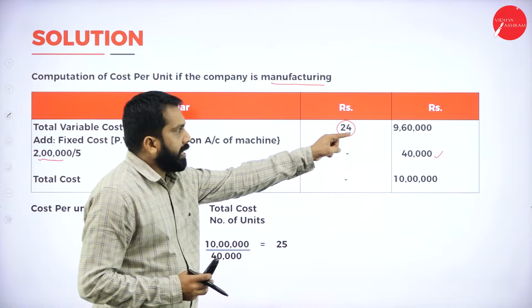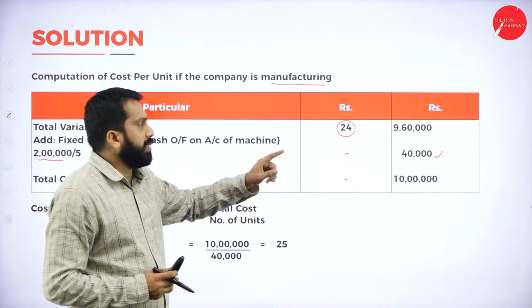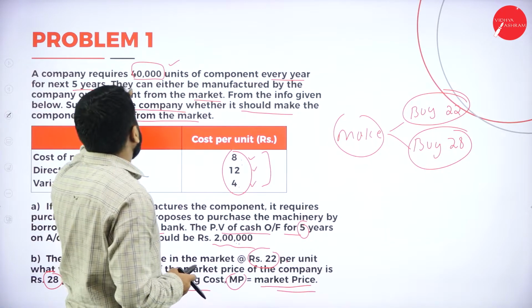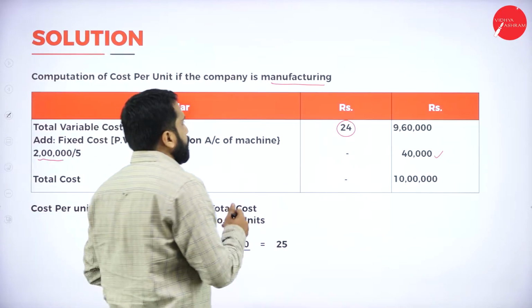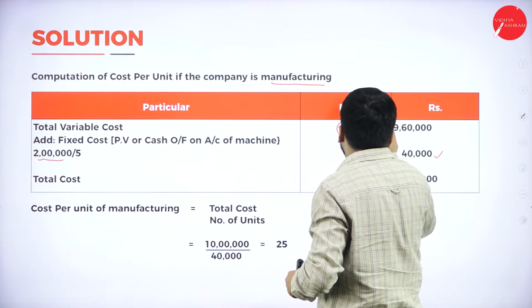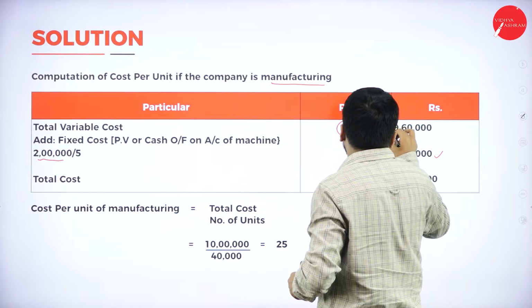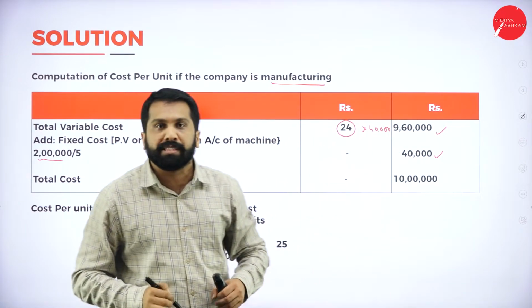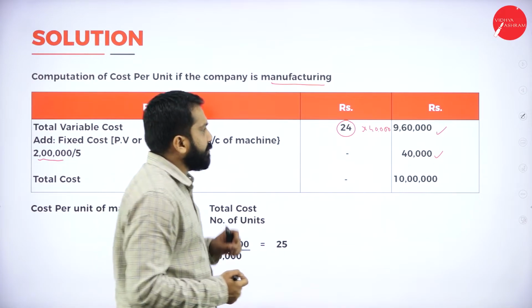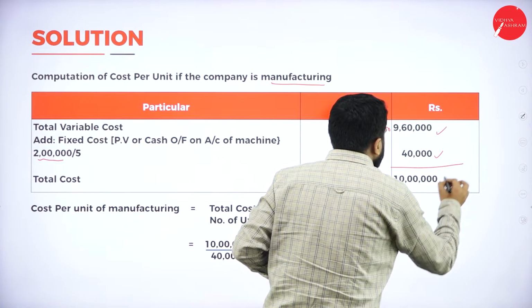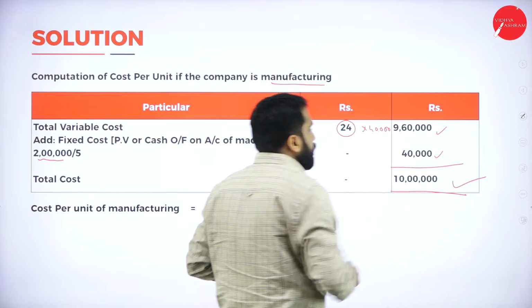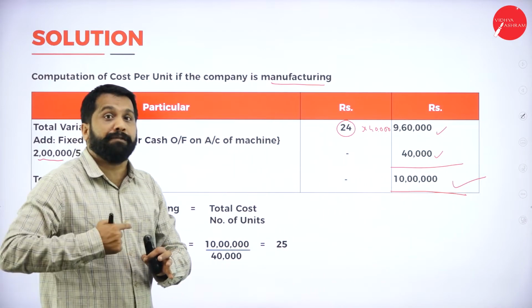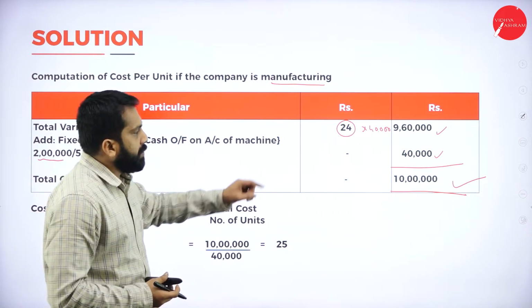How did you get this 9 lakh 60? Very simple. The number of units is 40,000, and this is multiplied with 24. How much will you get? 9 lakh 60,000. 9 lakh 60 plus 40, the total answer is 10 lakh. If you go for manufacture, your cost will be how much?